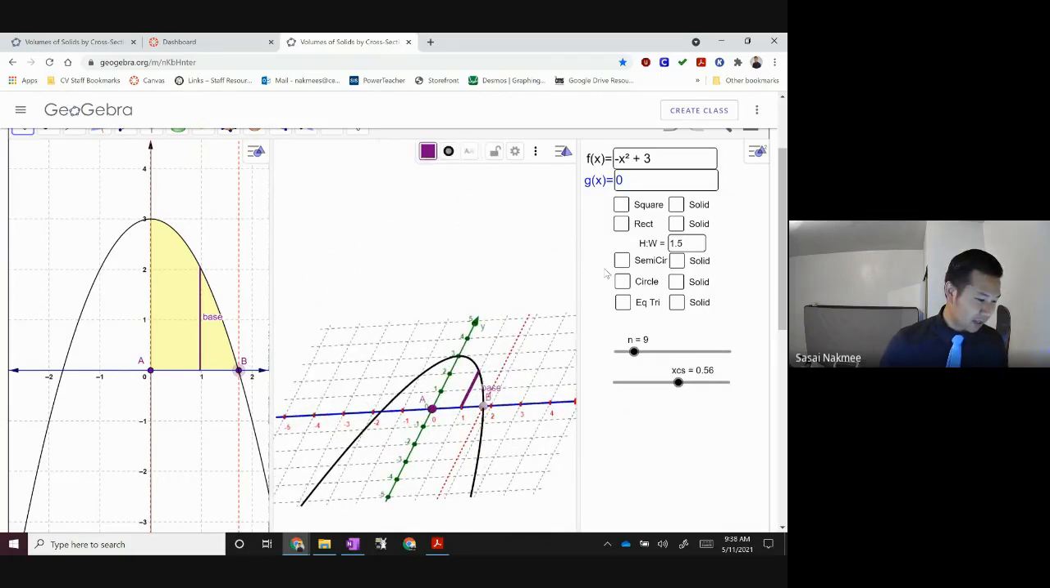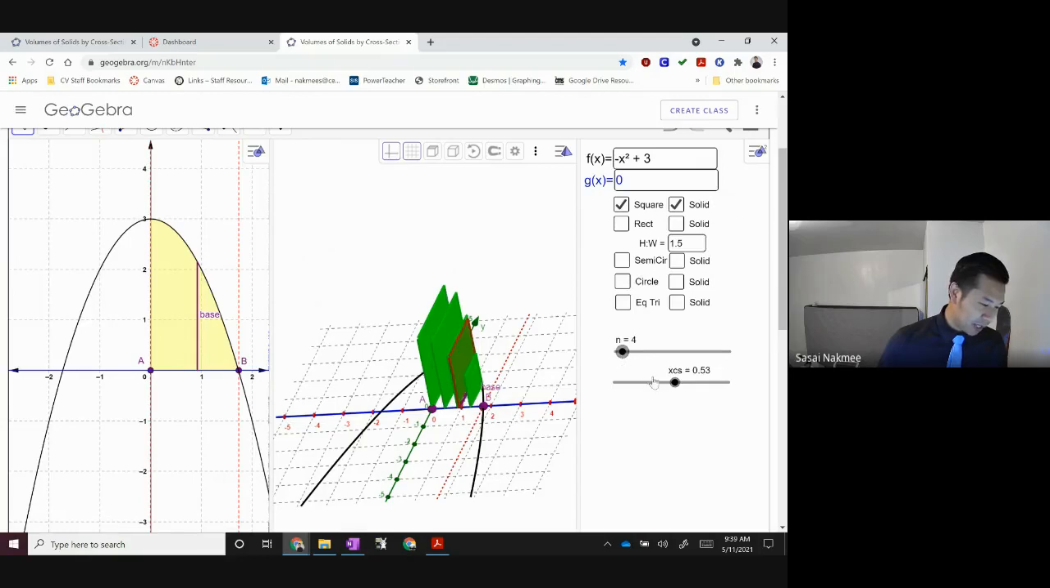What's neat is, if you look here, the cross sections that we're talking about right now are squares, right? So when I slide this along here, you can see the square getting bigger as it gets over to here, and then it gets smaller as it gets over to here. Now, what does that shape make for us? Well, if I click here and click solid, and I have it at about 4 rectangles, you can see the squares that get formed as you move along here.